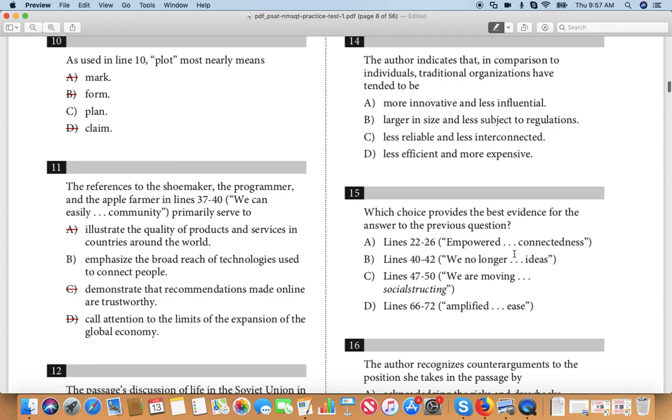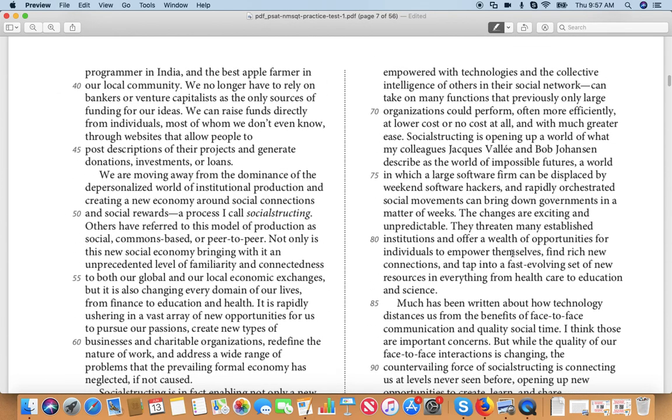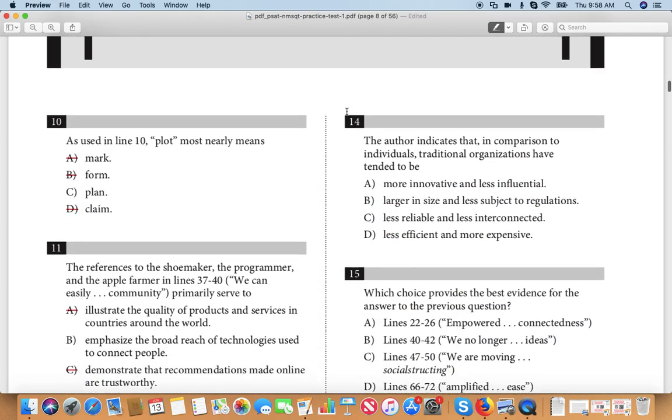Go ahead and read answer choice B for me, please. So 40 through 42. We no longer have to rely on bankers or venture capitalists as the only source of funding for our ideals. Okay. Do we see a comparison there between individuals and traditional organizations in those lines? No. And once again, I don't even see a comparison at all. So that's not looking good.